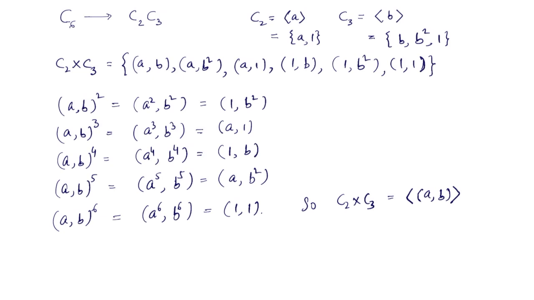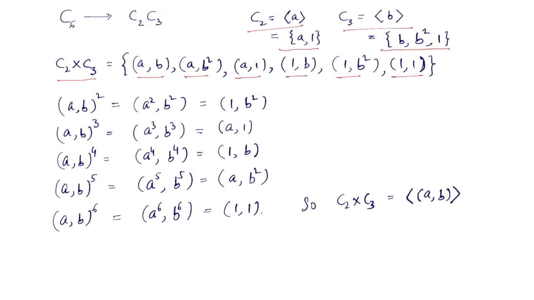Now let us do the reverse process. We start with two groups C2 and C3. C2 is a cyclic group of order 2 and C3 is a cyclic group of order 3. C2 we are taking generated by a, its elements are a and 1, and C3 is generated by b, its elements are b, b square and 1. Now let us find their cross product. So C2 cross C3 consists of these six elements: (a,b), (a,b square), (a,1), (1,b), (1,b square), (1,1).